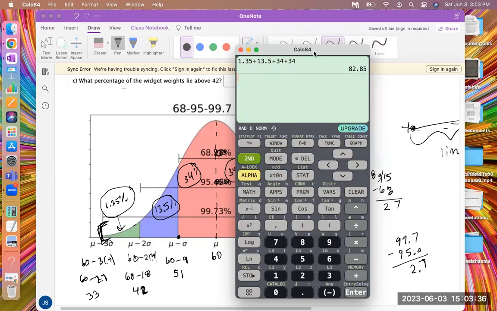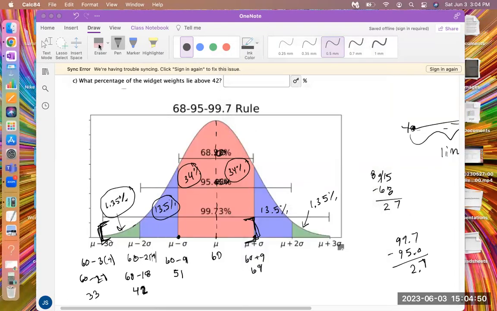Okay, I think it's 82.85. So let's just double check our answer. And good thing I double checked my answer because I made an arithmetic error over here. 99.7 minus 95 is actually 4.7. What was I thinking? I don't know how I randomly make these random errors.